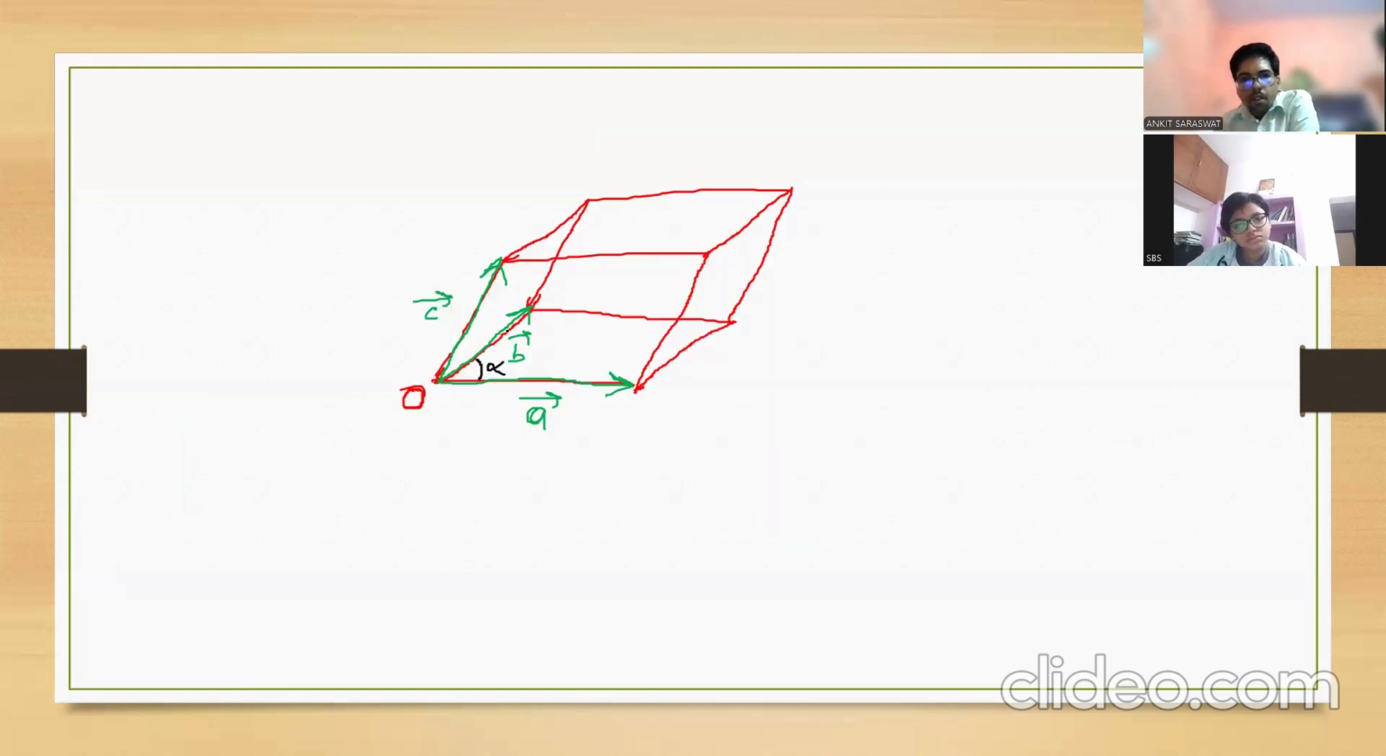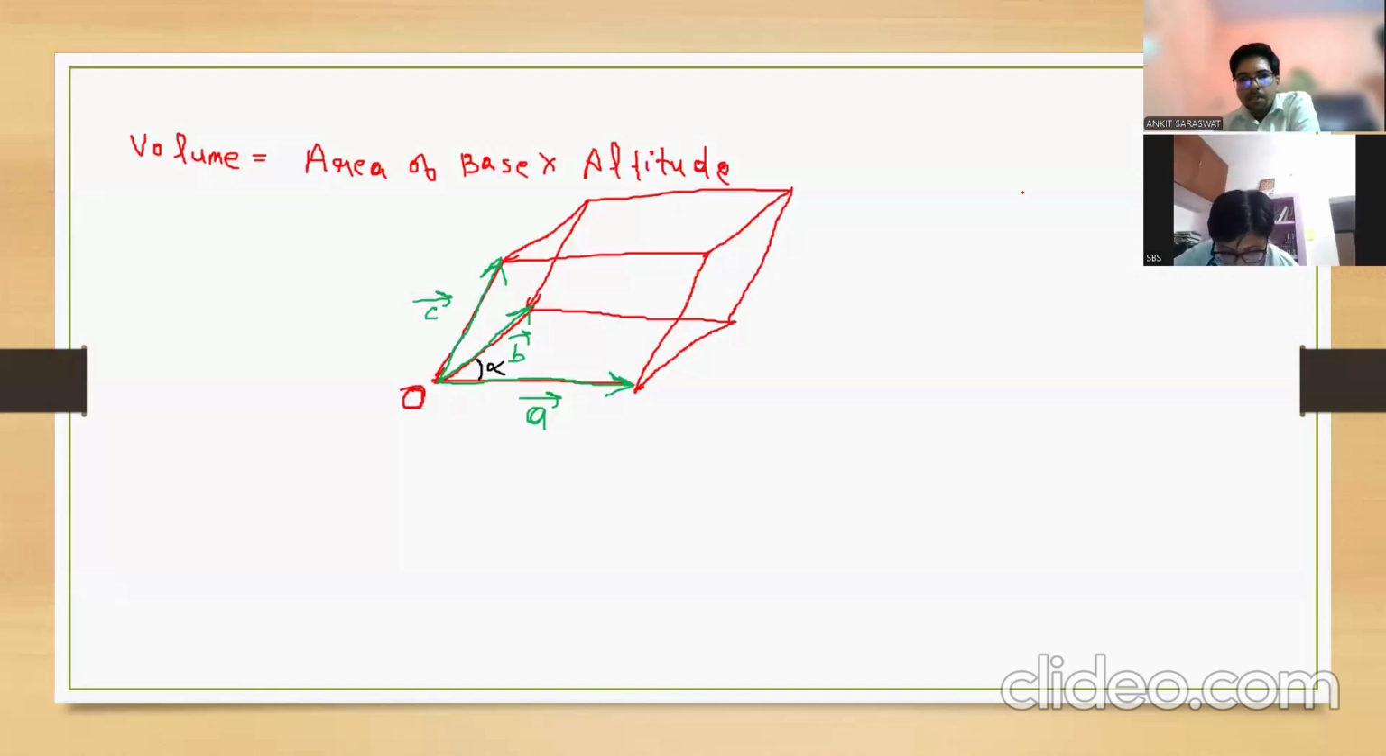So if I need to find the volume, what do I need? The general formula of volume is area of base multiplied by altitude. Clear? Now I will show the entire thing like this.